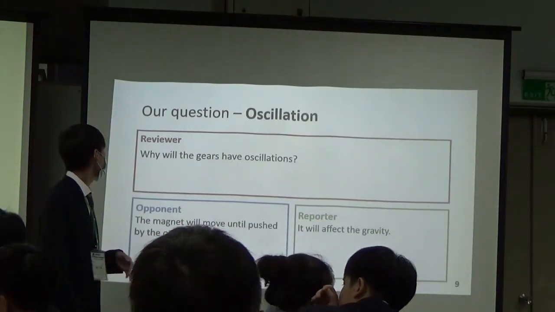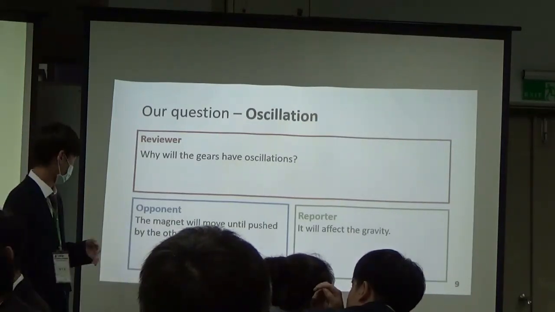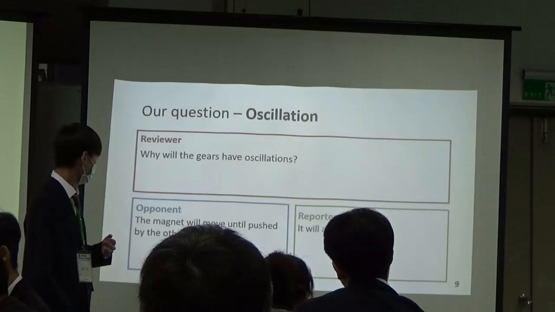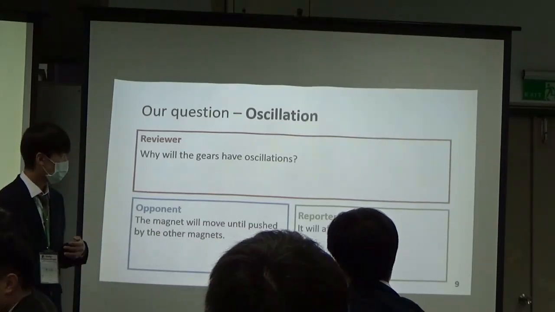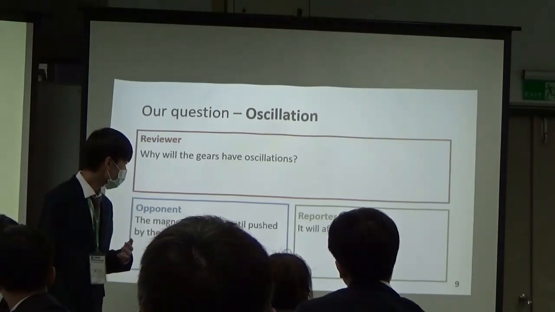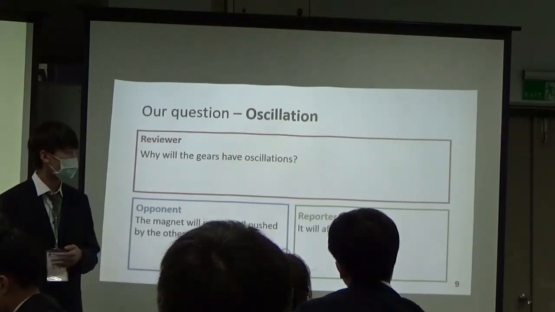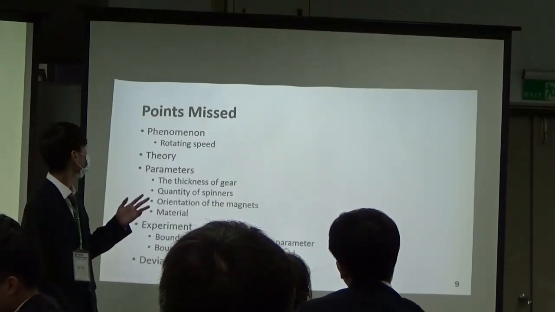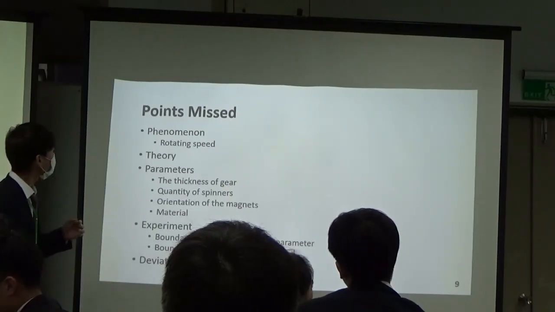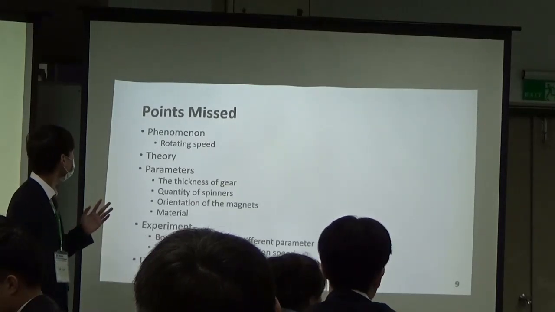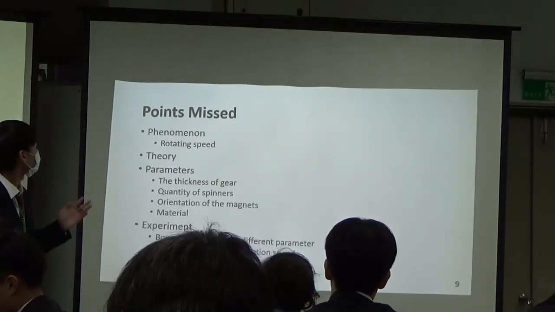Our question: oscillation. Will the gears have oscillation? The opponent said that the magnet will move until pushed by the other magnet. But I think it's viscous damping and a repulsive force from the other magnet. And the missing point in this phenomenon is that it didn't measure the rotating speed, which I think is a significant parameter in the phenomenon.